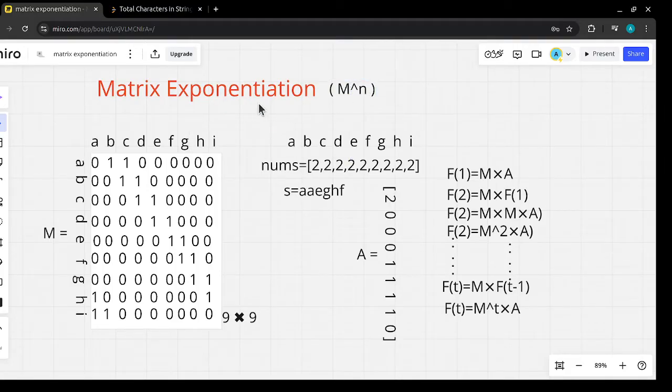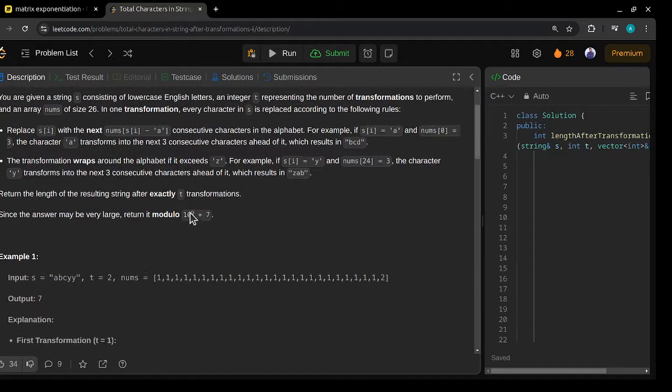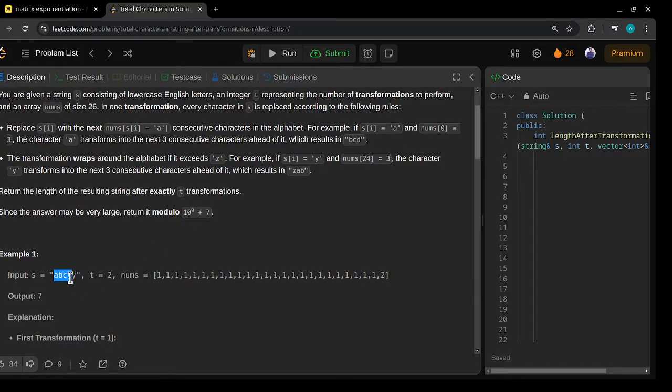And today we will understand this topic with the help of one interesting Leetcode problem that appeared in the bi-weekly contest. I have given the link in the description box. The question is total characters in a string after transformation. Basically you are given a string s and a number of transformations you have to do.